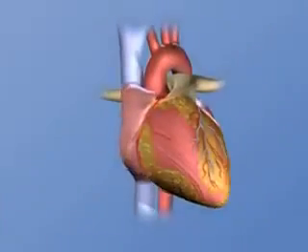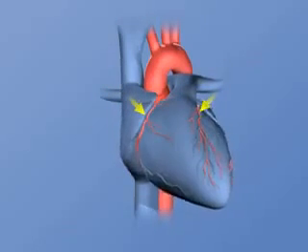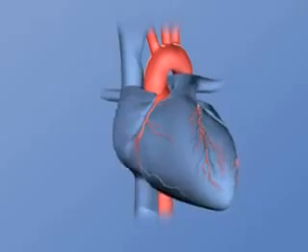Coronary artery disease occurs when the coronary arteries are narrowed or blocked, reducing the amount of oxygen delivered to the heart. Two conditions, atherosclerosis and arteriosclerosis, commonly cause the narrowing or blockage of arteries.